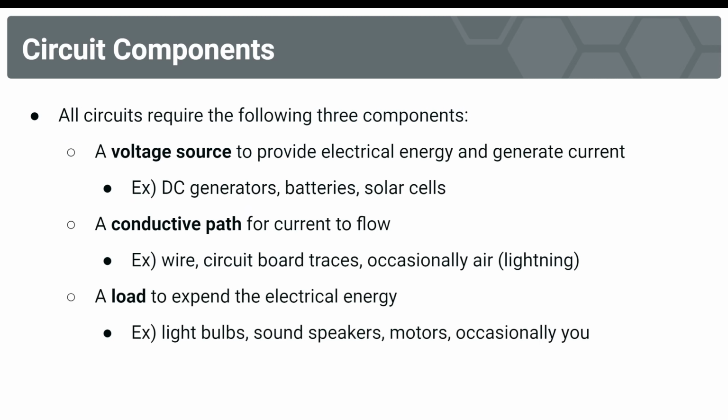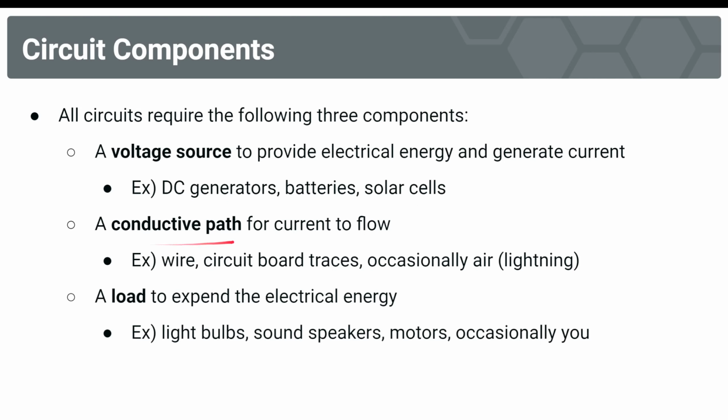Let's break down that concept of circuits into three components. Think back to the first circuit that I showed you, the switch, the battery, and the light bulb. We had a voltage source to provide electrical energy and to generate current. Now, it could have been the battery, like we had in that example, but we could have also had a DC generator. Solar cells are another voltage source.